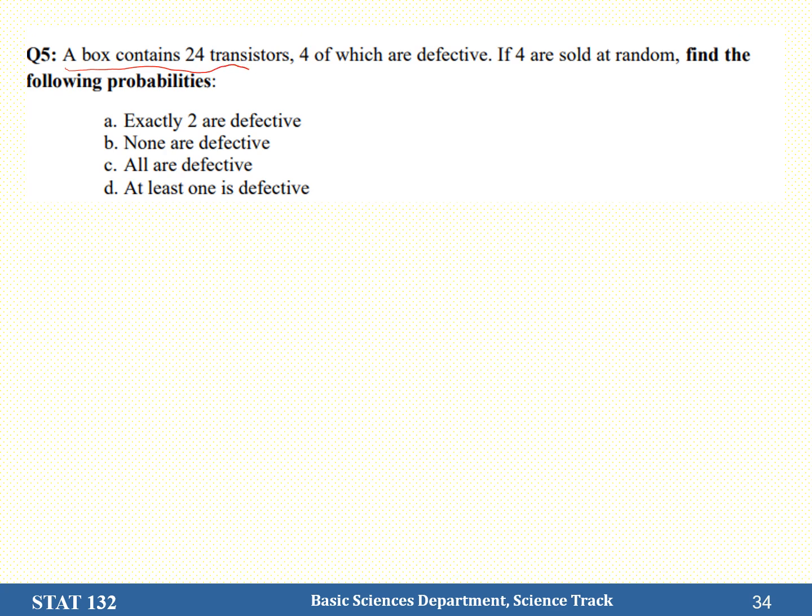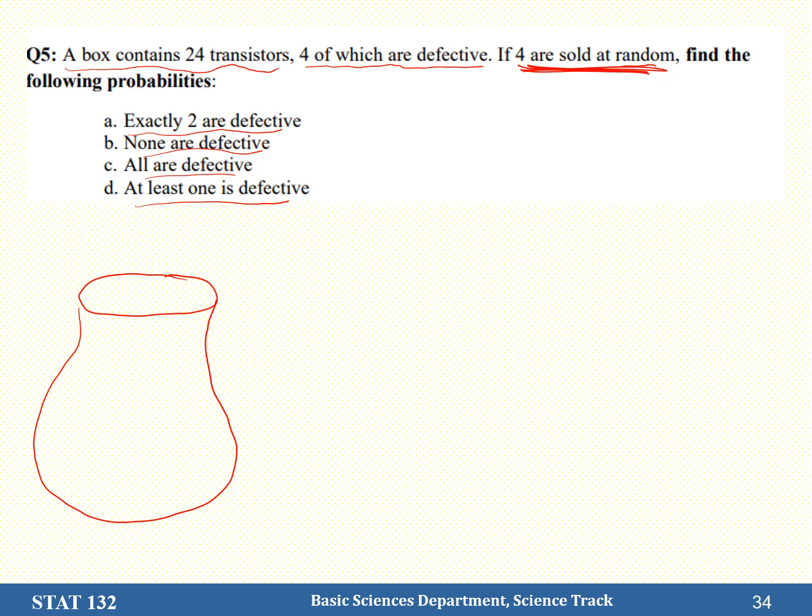Now, a box contains 24 transistors, 4 of which are defective. 4 are sold at random. Find the following probabilities. From the 4 transistors, we want exactly 2 defective, none defective, all defective, and at least 1 defective. You can again think of the hypergeometric distribution here, because the problem can be set this way. So we have a box of transistors, and how many good transistors? 20 good and 4 defective.